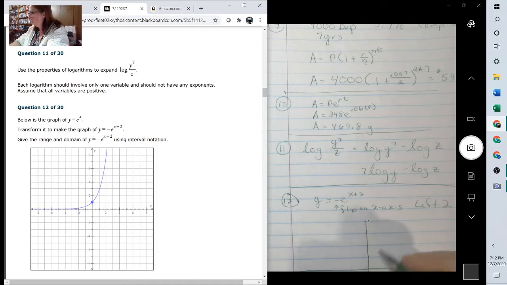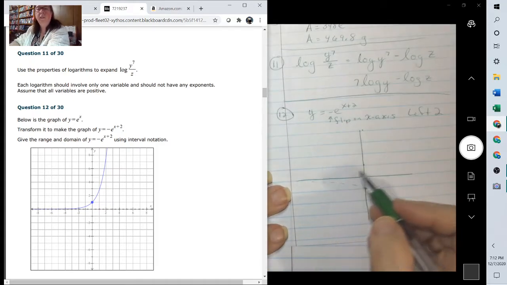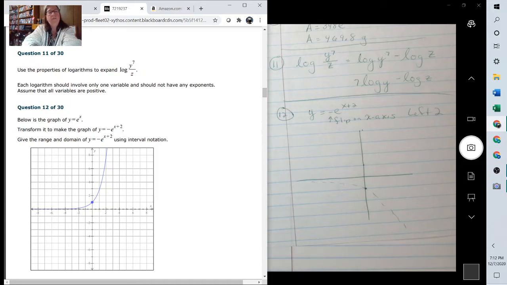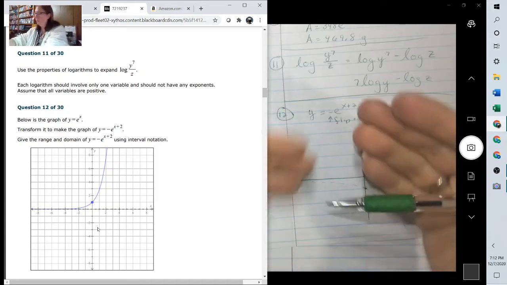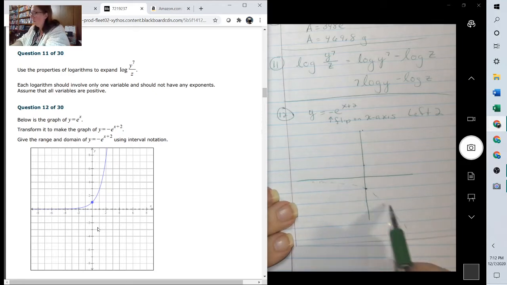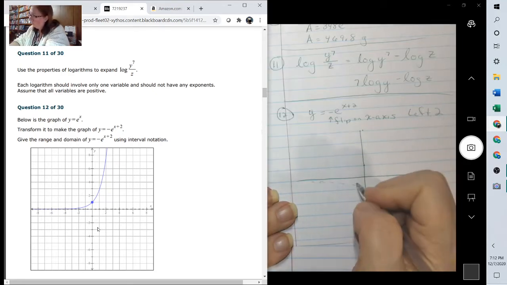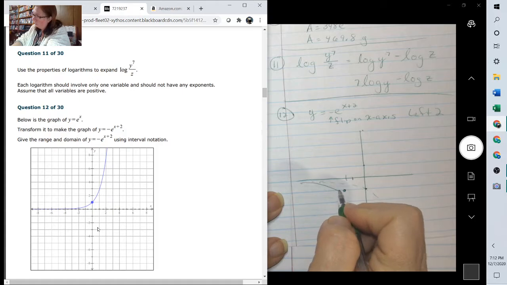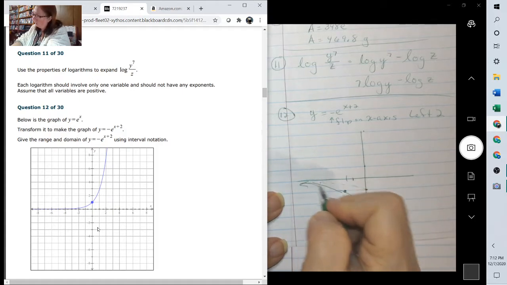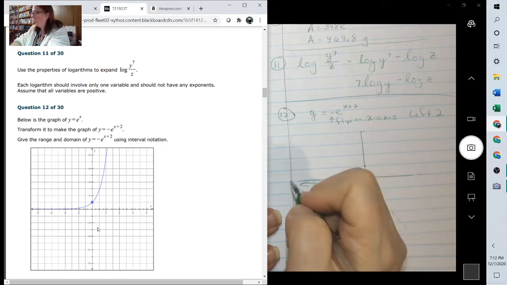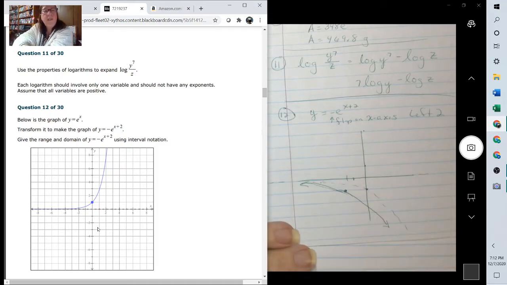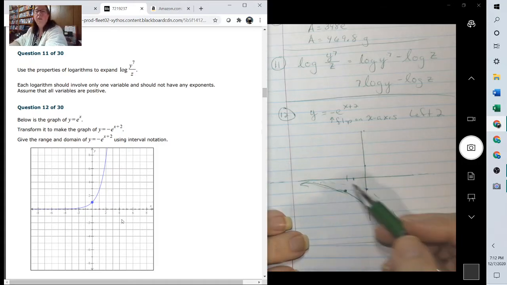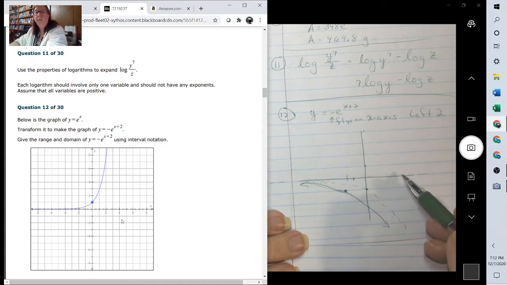So it was up here at 1 going up. It's going to flip. So then it's here. It's got to flip down. So it's here. And then it's going to move left 2. So it's here. The asymptote was here. You can see the asymptote on the graph. And we didn't move up or down, so it is still there at 0.